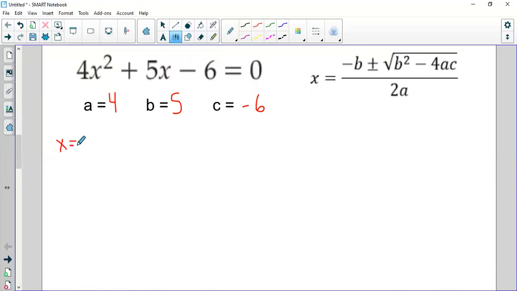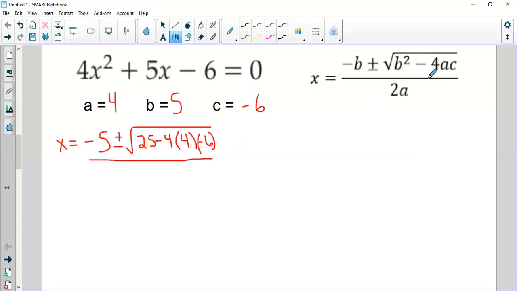So x is equal to negative b. B is 5, so negative 5, plus or minus the square root of b squared. That's 25, minus 4 times a, which is also 4, times c, which is negative 6. And that whole thing is all over 2 times a. Well, this time a is 4. So 2 times 4 gets me a denominator of 8.